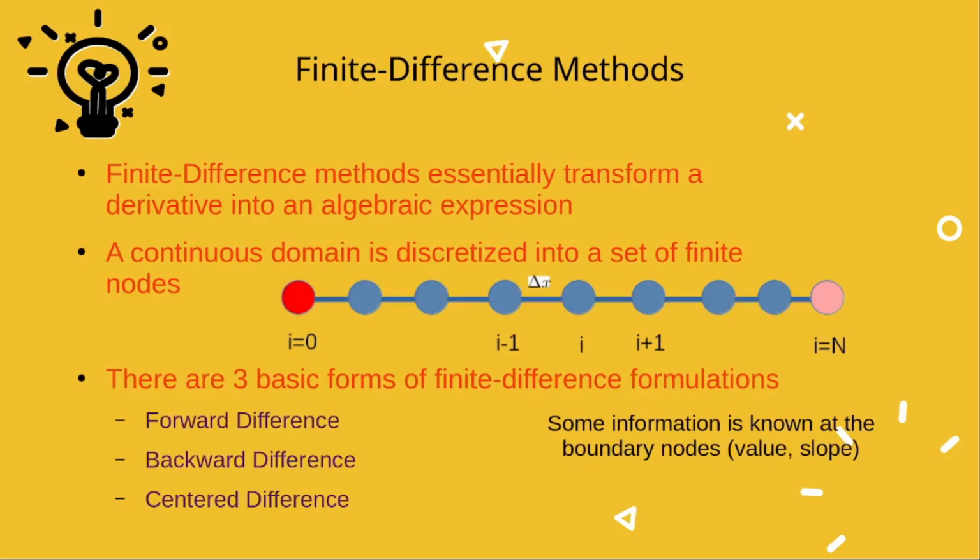Finite difference methods essentially transform a derivative into an algebraic expression. So the idea is to take a differential equation that we want to solve and turn it into a system of algebraic equations that are hopefully easier to solve than the differential equation itself. By solving the linear system of algebraic equations, we end up getting a solution for our original differential equation. What I'm showing here in this figure is a domain.